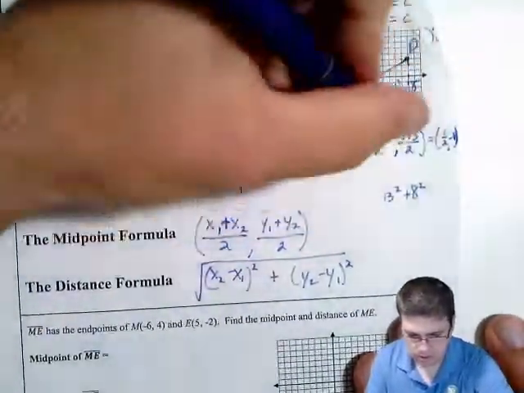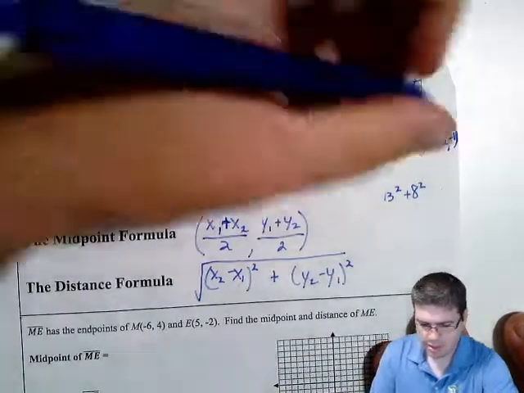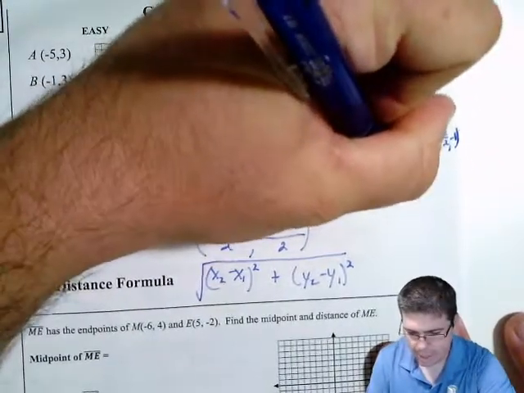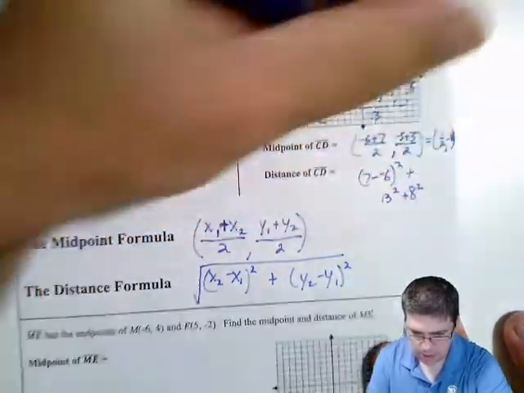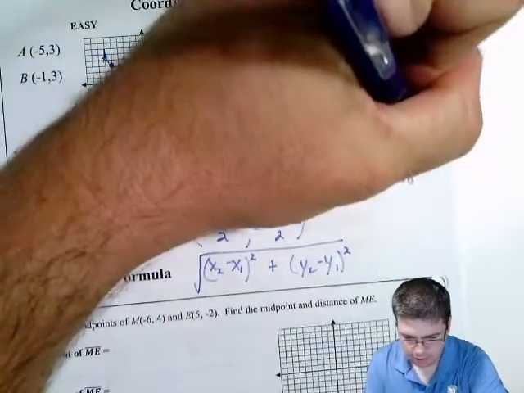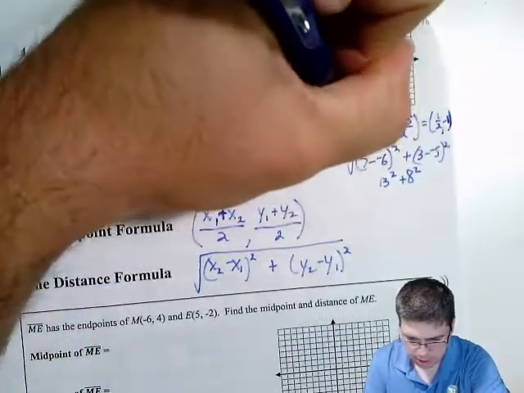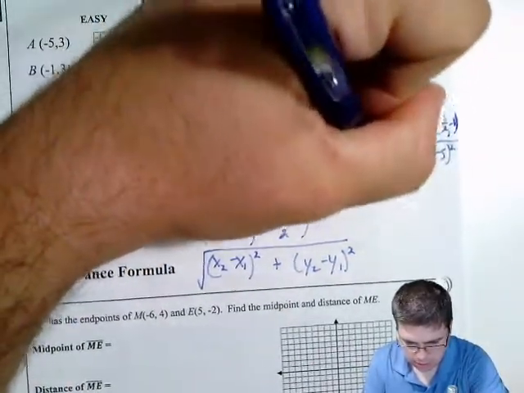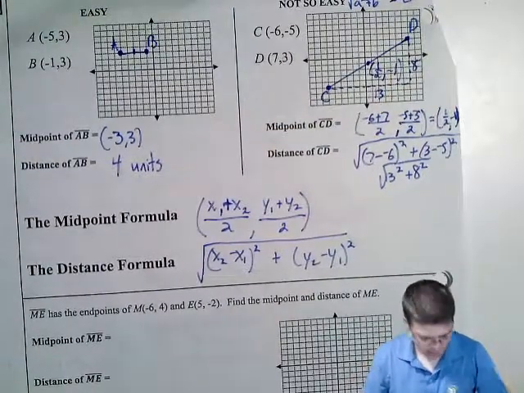And sorry, I guess I should show where those numbers come from. So 13 comes from 7 minus -6, squared, plus, and then 3 minus -5. That's where that 8 came from. And then we're going to take the square root of all that. So we're going to take the square root of 13 squared plus 8 squared.